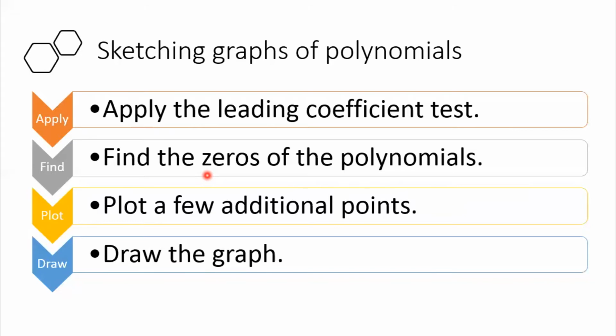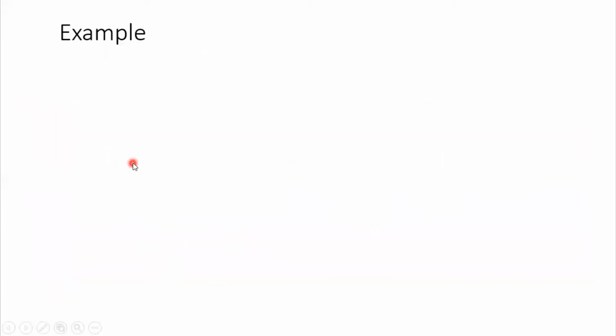Okay? But the leading coefficient test as well as the zeros of the polynomials are not enough to come up with a graph which is almost exactly the same as the graph if we will be using software. So we need to have additional points. Okay, so next, after plotting additional points, that's the time we can draw the graph. Okay, so we have here an example.